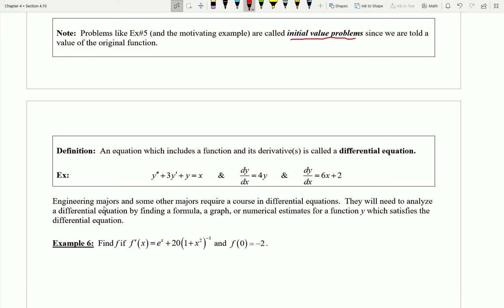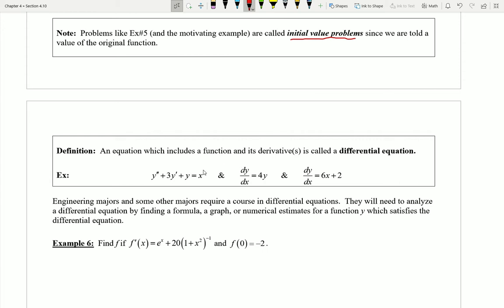So far, questions in this section where we've been interested in looking at a derivative and trying to find an original function are actually very special cases of what we refer to as differential equations. Some of you might recognize that name because that's a course in mathematics that many of you may take maybe in either your sophomore or junior year. Now, an equation which includes a function and its derivatives is what we call a differential equation.